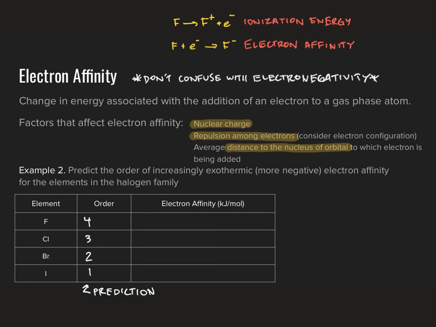Now, having made that prediction, as it turns out, I'm in for a bit of a surprise. Looking at the actual data, I find that the electron affinity for iodine is negative 295 kilojoules per mole. For bromine it is negative 325 kilojoules per mole. So far, so good. Looks like my prediction is looking great.